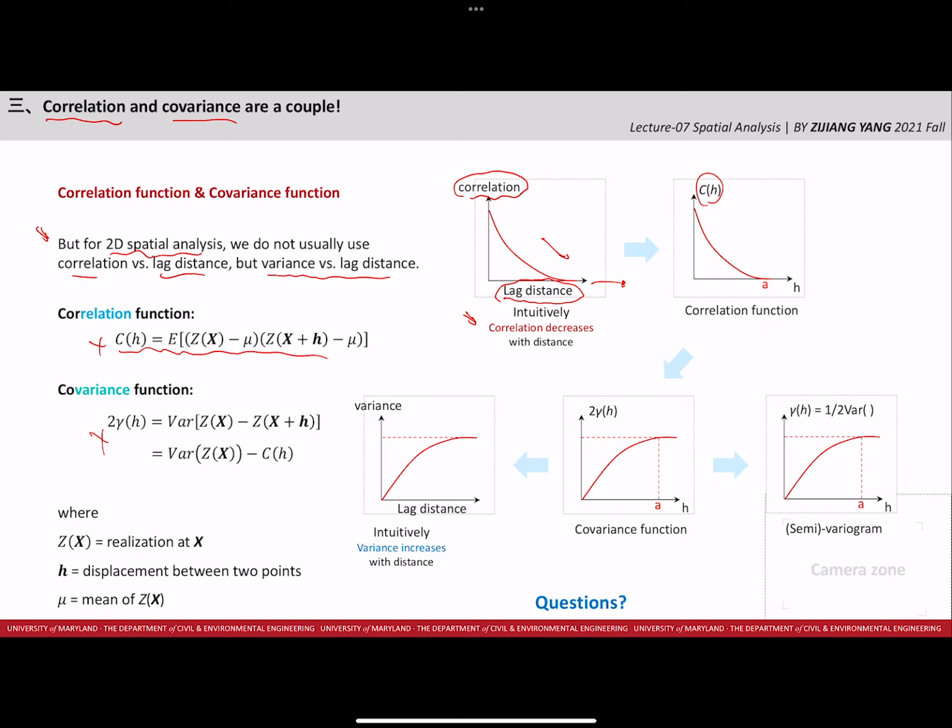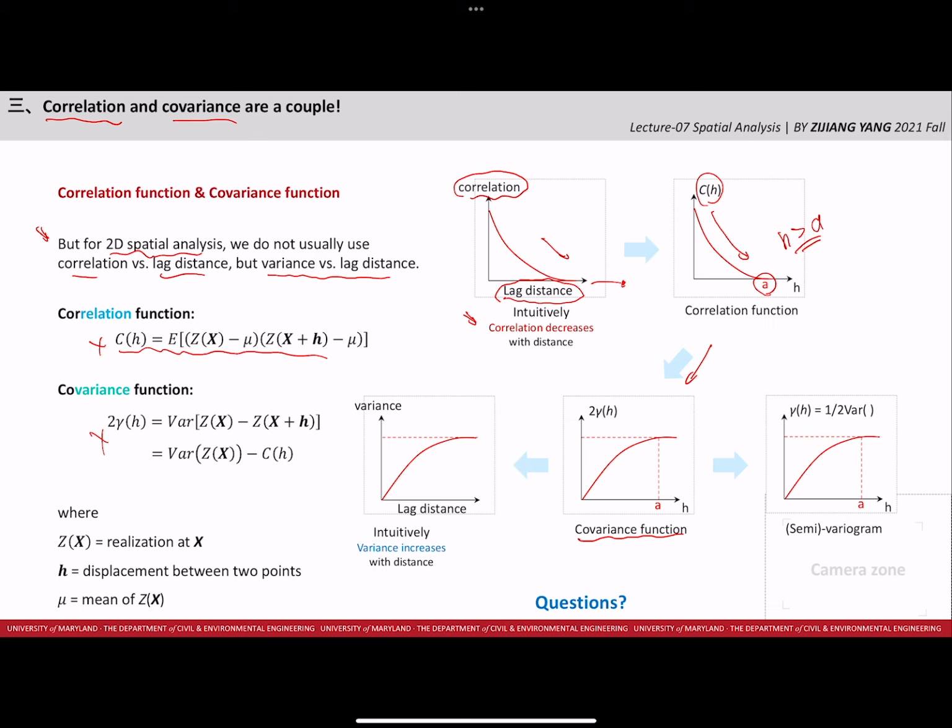So the plot will be something like this. And then we have a here. It means when h is greater than a, we have no correlation. We are kind of independent. So similarly, we can define the covariance function.